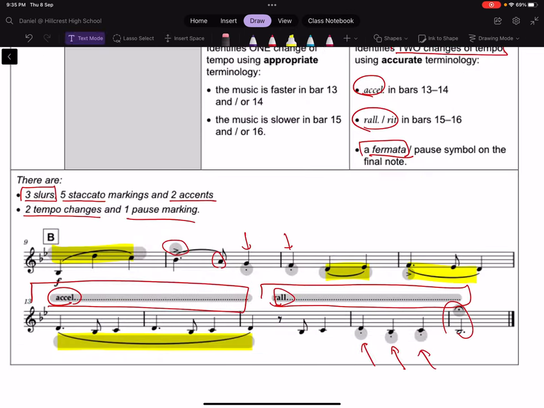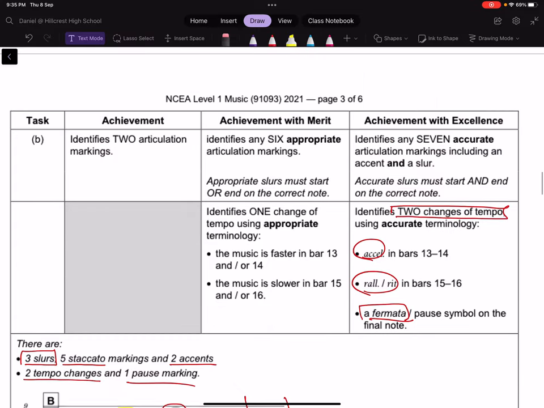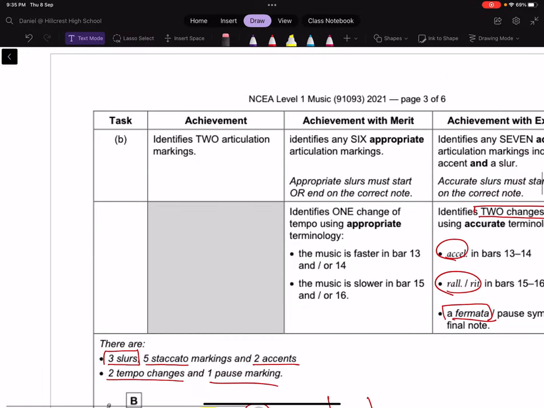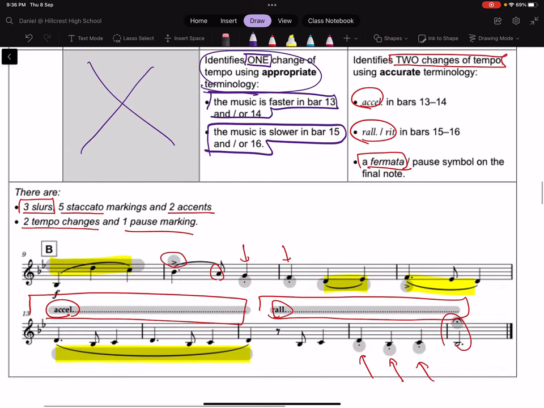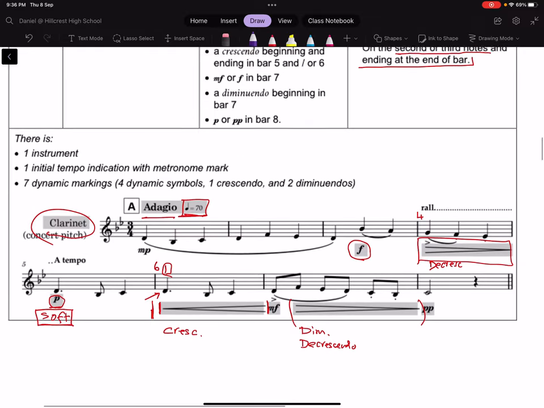So let's just look at the, yeah, okay, two. There was no achieve mark for this one, so you can't get any lower than what they're asking. They identify one change of tempo. The music is faster or the music is slower. I think this question is quite doable. Okay. But you must know where your beats are.